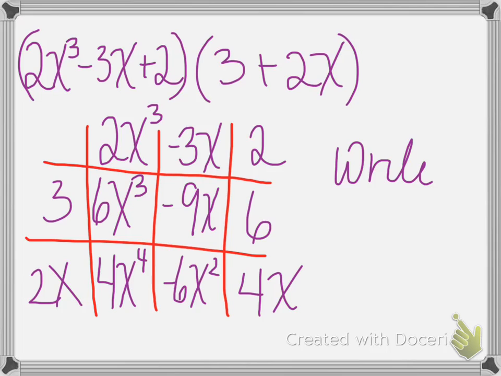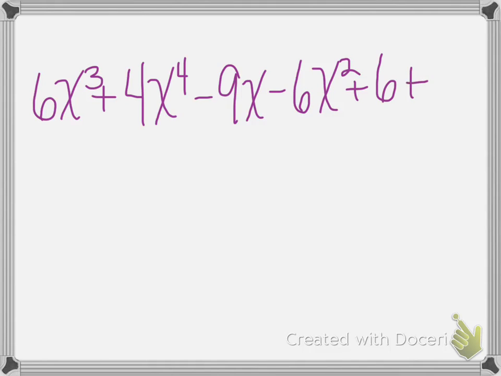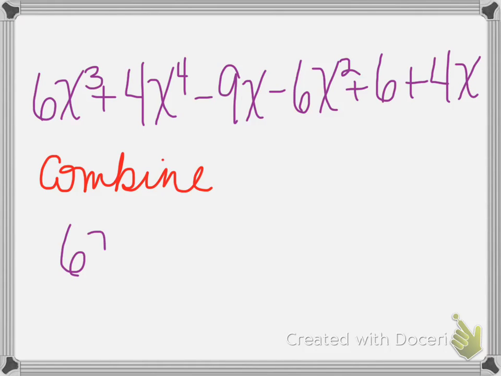So now we're going to write it out so that it all looks the same. So your final answer would look like this. 6x cubed plus 4x to the 4 minus 9x minus 6x squared plus 6 plus 4x. So now we're going to go ahead and combine all of our like terms. So go ahead and combine them.